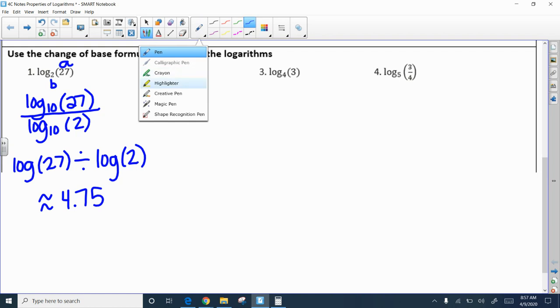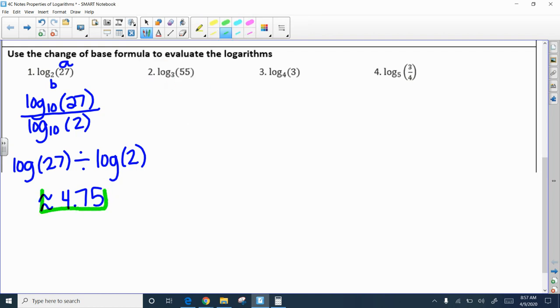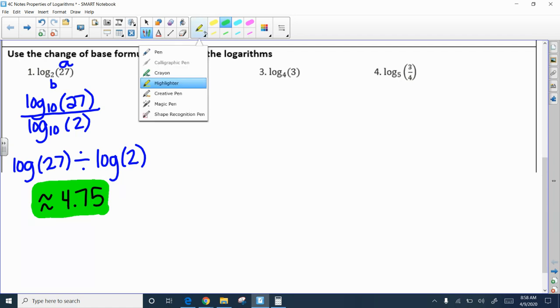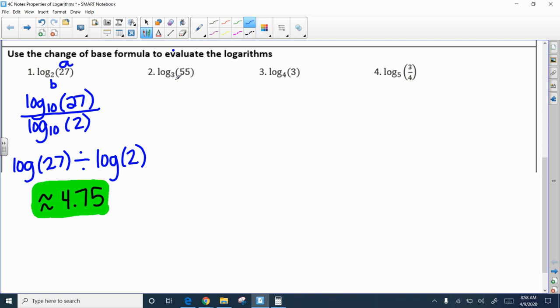That makes sense because we said 2 to the 4th power is 16 and 2 to the 5th power is 32. So it makes sense that the power would be somewhere between 4 and 5. All right, next one. We have log base 3 of 55.